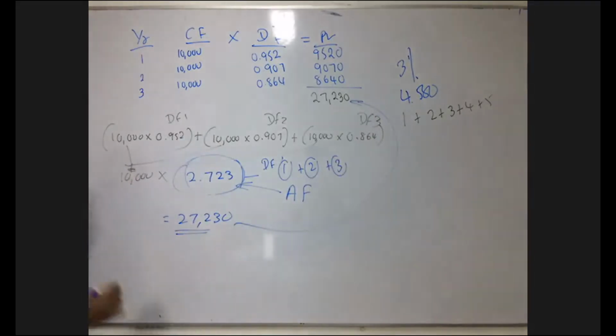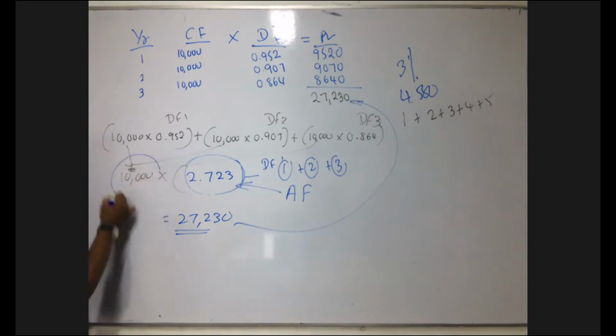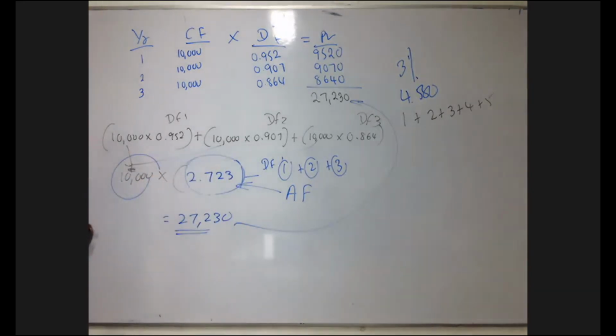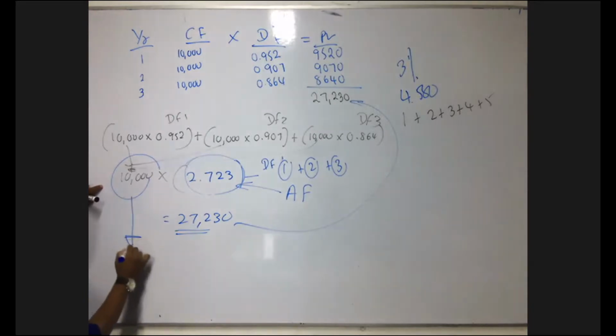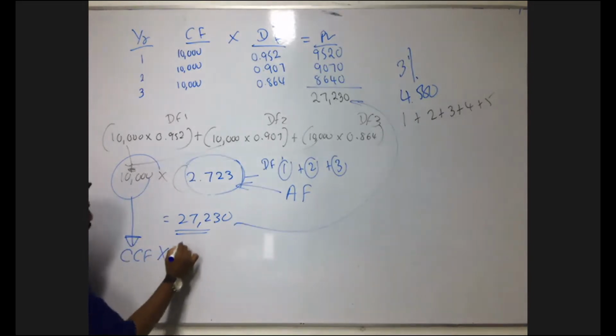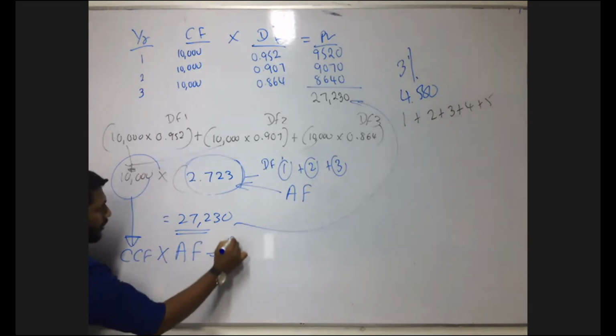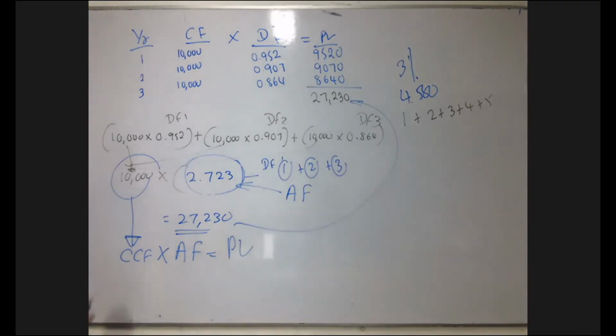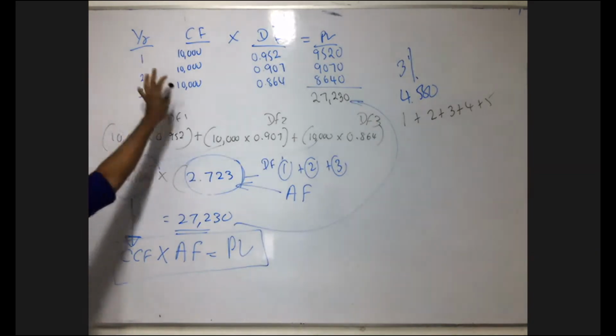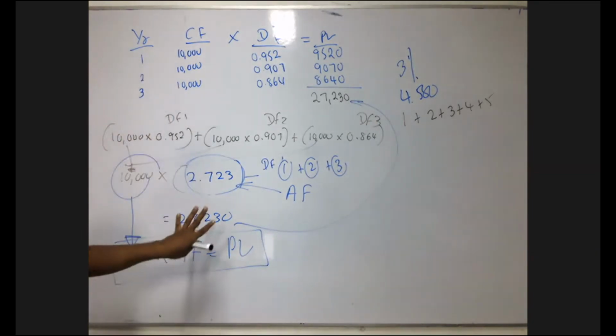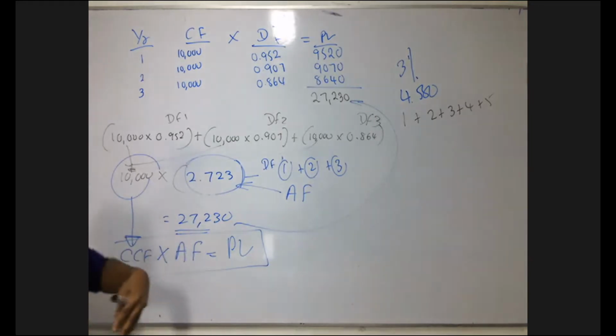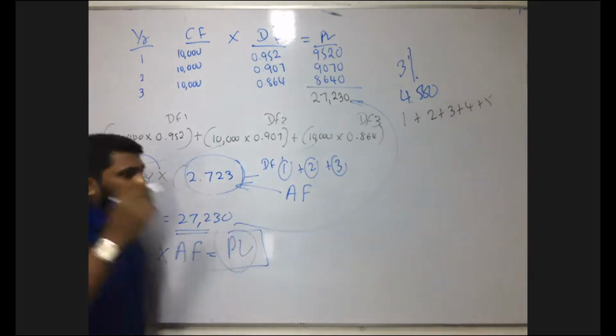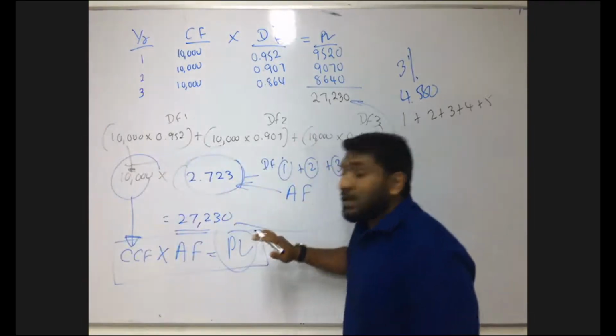Then, guys, to find this present value, what is the method that we use? 10,000 multiplied by annuity factor. What is this 10,000, guys? 10,000 is your common cash flow. Common cash flow into annuity factor is equal to what? It is equal to your present value. By using these numbers, we constructed another formula to find the present value.